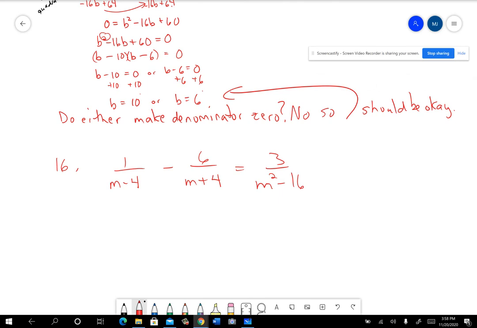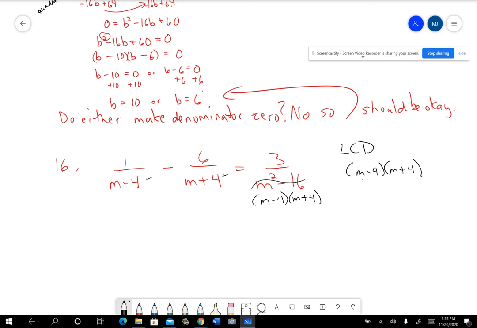So I'm going to look for the least common denominator. But do you see how that m squared minus 16 can really be factored into m minus 4, m plus 4? So my LCD, my least common denominator, what I could use to clear the fractions, would need to have an m minus 4 in it to get rid of this guy. And to get rid of the second one, I'd have to have the m plus 4.